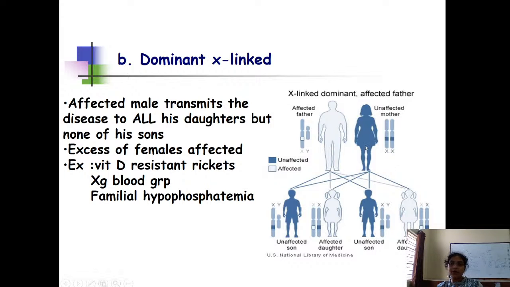Now, X-linked dominant affected father. Affected father, we have X-linked dominant on X chromosome. Then mother is unaffected. Then you will have unaffected son, where X from mother, Y from father. Then I have affected daughter, where you have one X from father, one X from mother. Unaffected son, X from mother and Y from father. You have affected daughter, where you have one X from father and one X from mother.